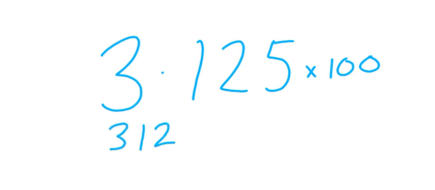If you end up having something left over, for example, times 100, our 3 moves up, our 1 moves up, our 2 moves up, but our 5 will stay after the decimal. Have a go at your task and see how you get on.